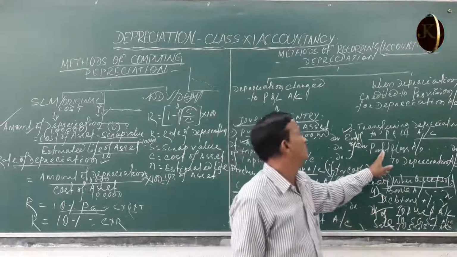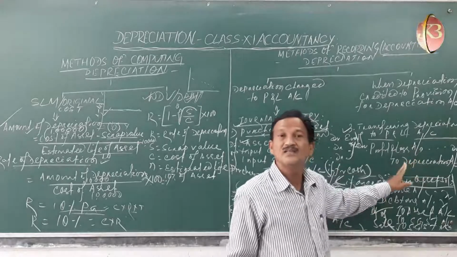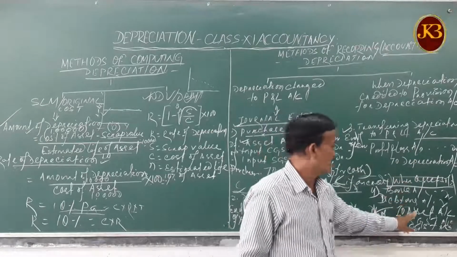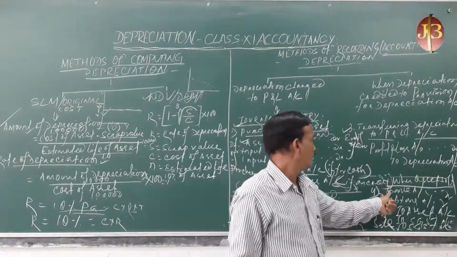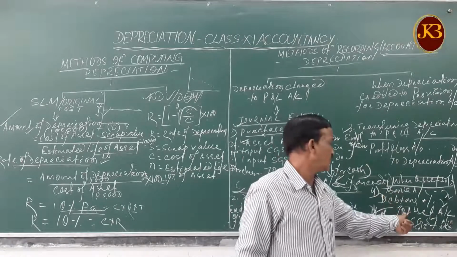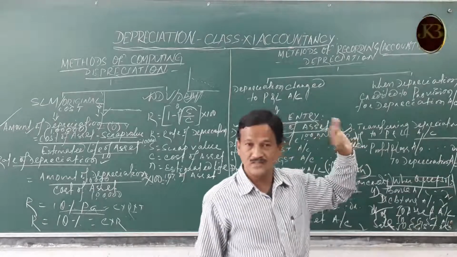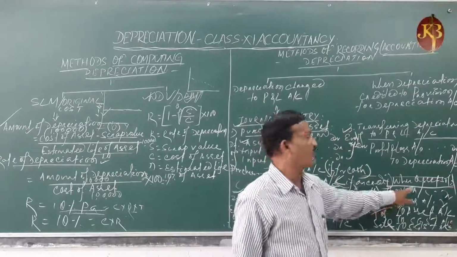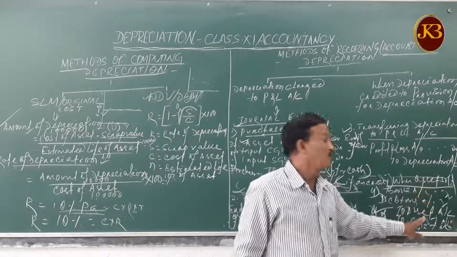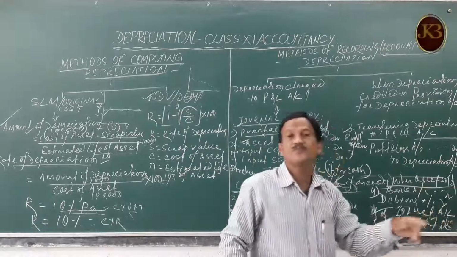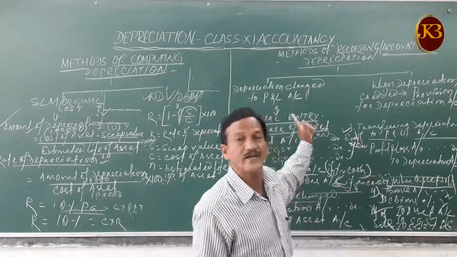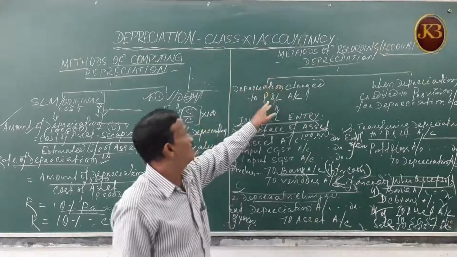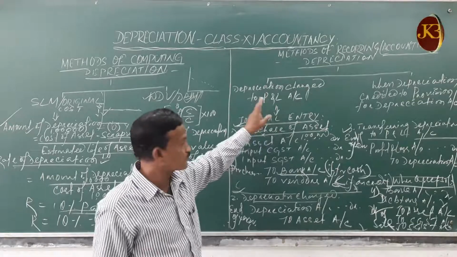If loss, profit and loss account is debited, asset account is credited. If profit, that means bank account debited, debtors account debited, to asset account, to profit and loss account. So here profit and loss account is debited if loss, and profit and loss account is credited if profit. So these are the journal entries for recording the transaction under the first method.